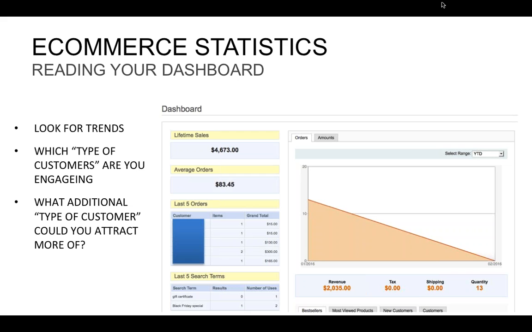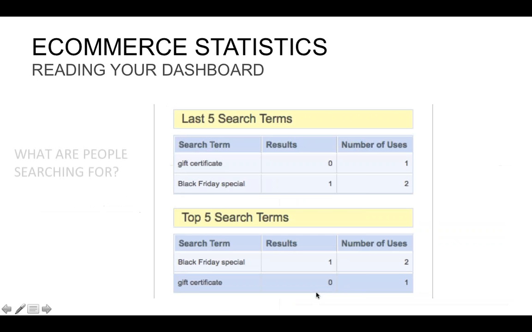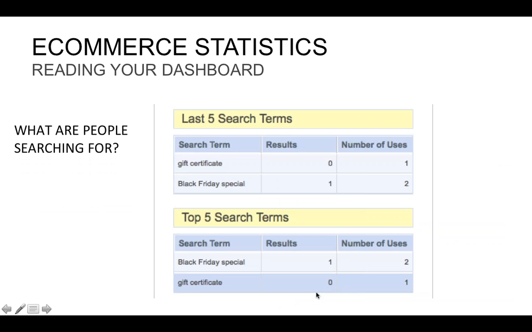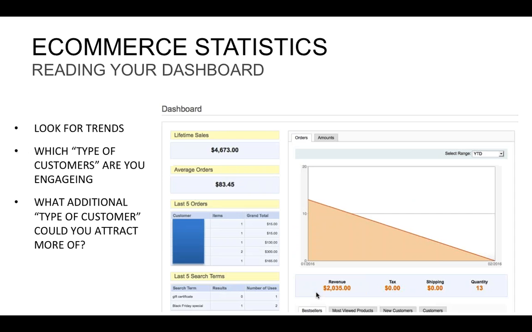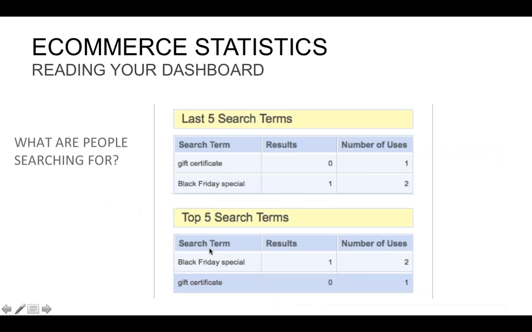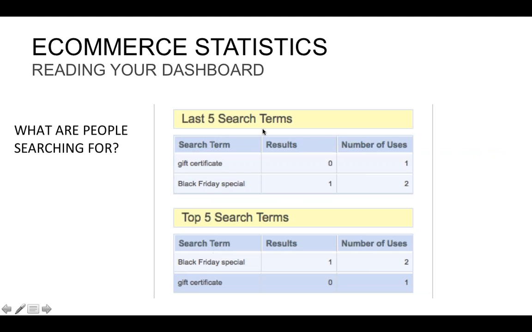The way you can do that is it tells you not just the lifetime sales and the average order, but the last 5 orders, the search terms of bestsellers, etc. And that lets you know more information about who's on your website and what they're looking for. So when you go back down here, I'm going to zoom in over here for you guys. The last 5 search terms were gift certificate and Black Friday special. So this is really interesting, right?